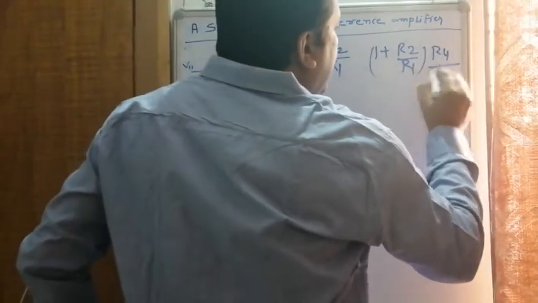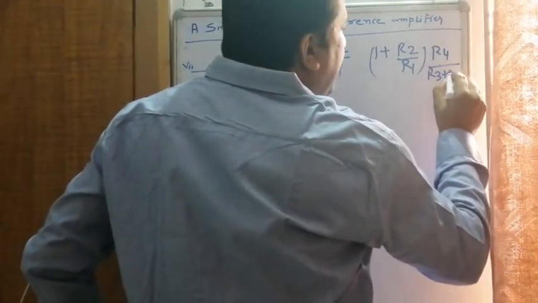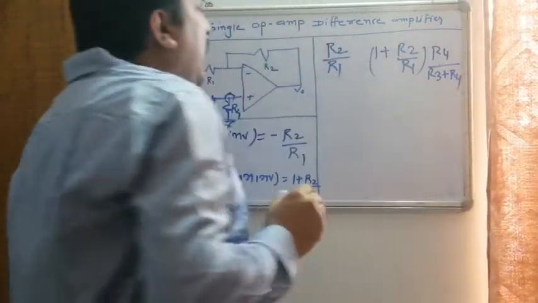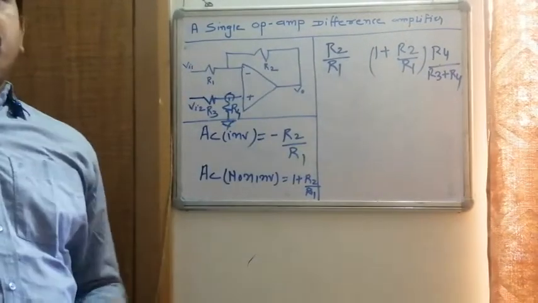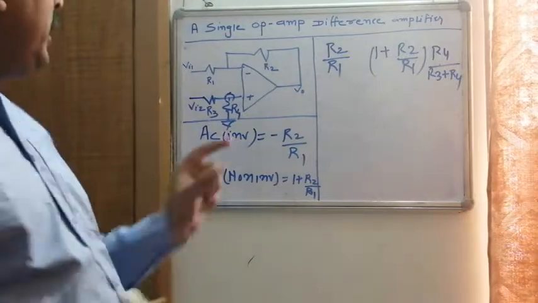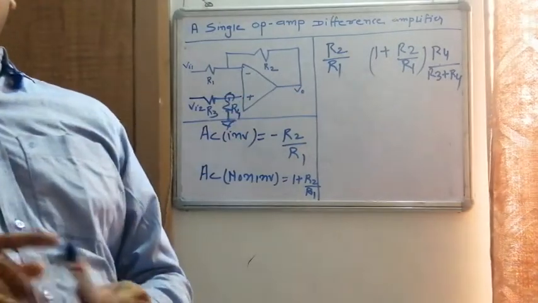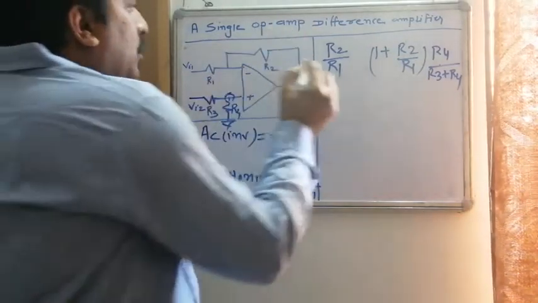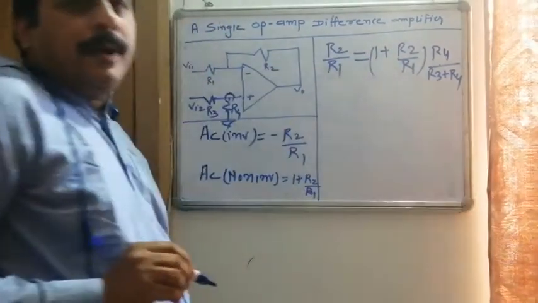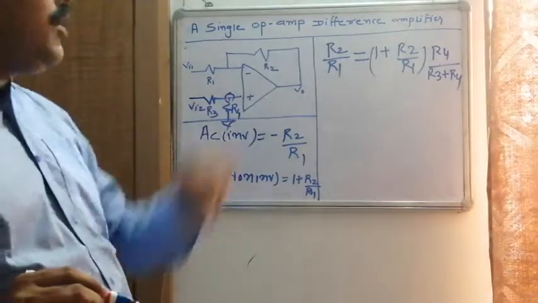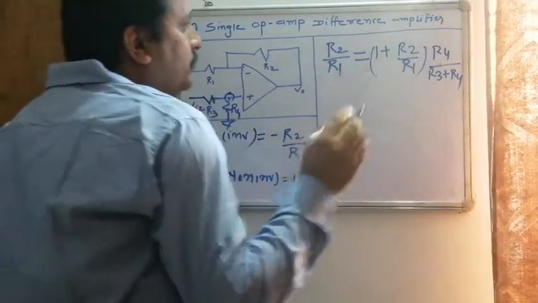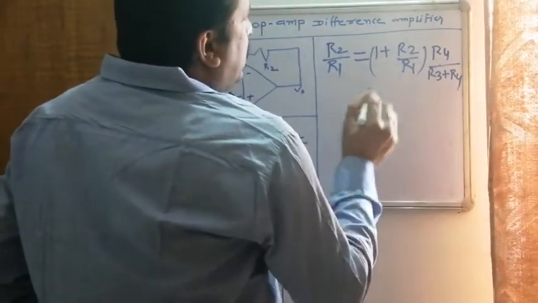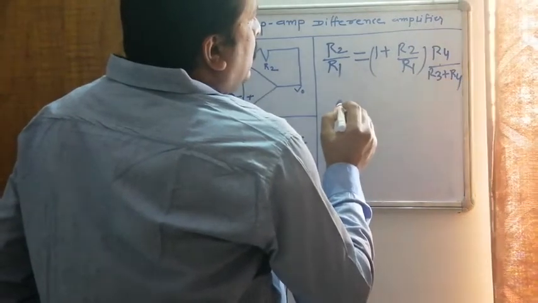R4 divided by R3 plus R4. If these two gains become equal, then we can say this circuit will work as a difference amplifier. So look, here we have applied the equal sign and solve this circuit.